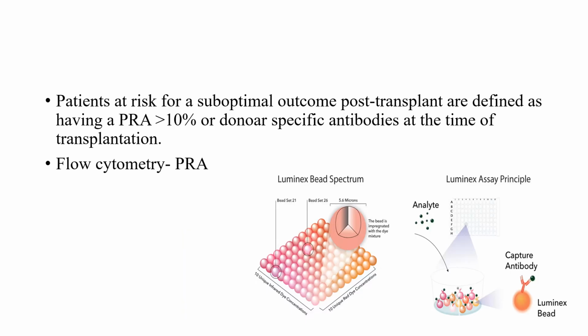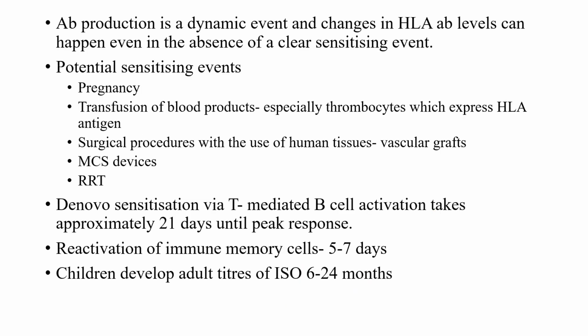So this is the Luminex bead spectrum, the single antigen bead assay used for the pre-transplant PRA panel workup. Patients at risk for a suboptimal outcome post-transplant are defined as having a PRA of more than 10% or donor-specific antibodies at the time of transplantation. It is a flow cytometry based, laser-based immunofluorescence assay. Antibody production is a dynamic event, and changes in HLA antibody levels can happen even in the absence of a clear sensitizing event. So what are the potential sensitizing events?